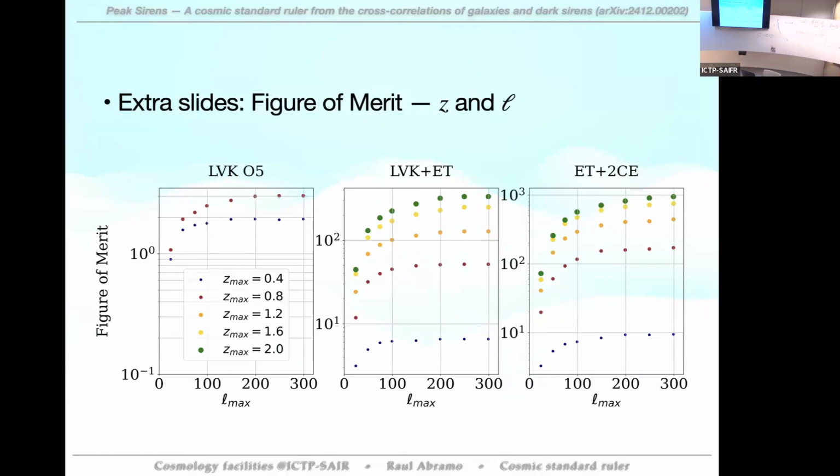So 300 is the maximum that you went with L. Yeah, I'll show you a picture maybe later. I just wonder if you get something better. Let's converge on that. There you go. Here is the figure of merit for LBK. Basically, at 150, 200, it has basically saturated. For LBK plus ET, it saturates at about 200 and something. For ET plus 2C, 250, 300, that saturates. So anything else, you're just washing out the information, right?